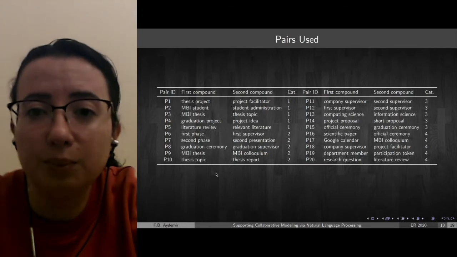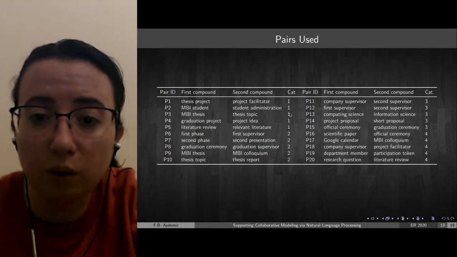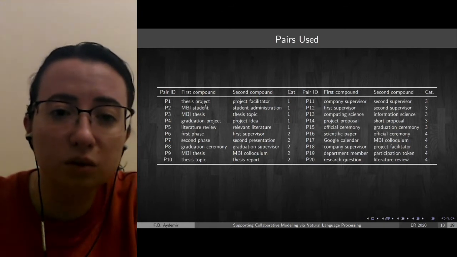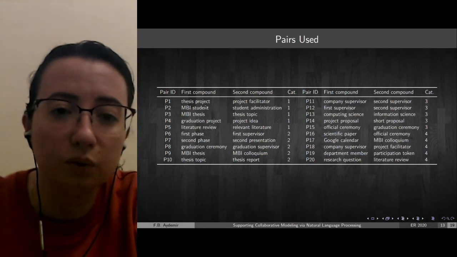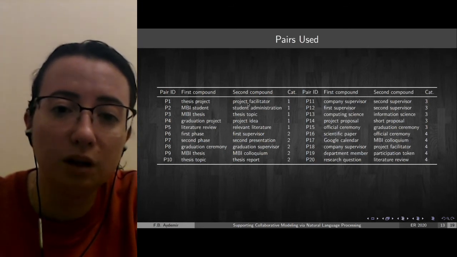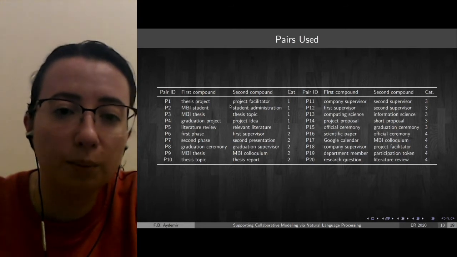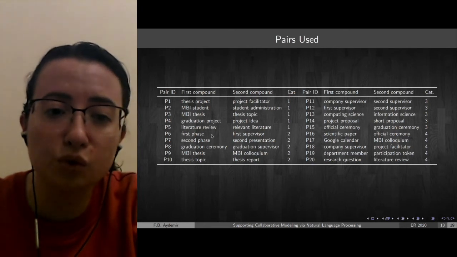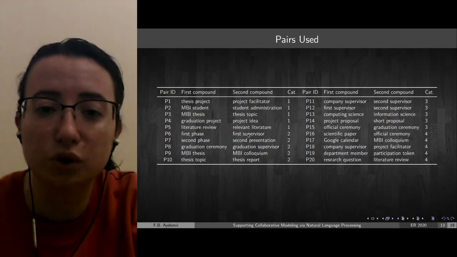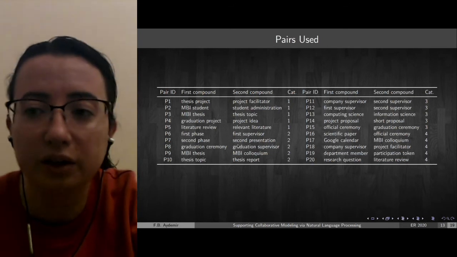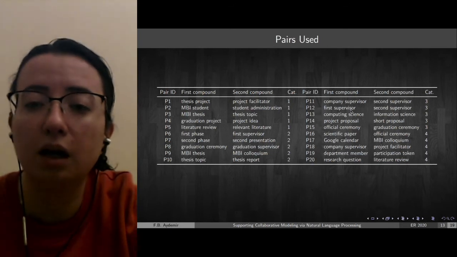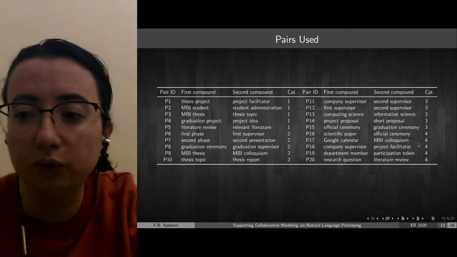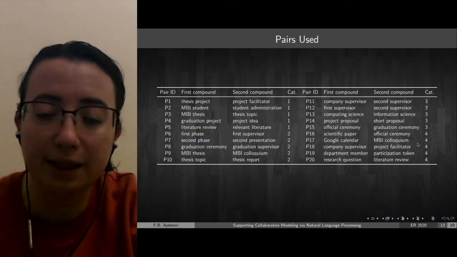So here you can see the pairs that we used. There were four categories. In the first category, the cross words were similar, so the second word of one compound was the same as the first word of the second compound, for example thesis project and project facilitator. In the second category, their first words were exactly the same, so first phase, first supervisor, second phase, second presentation. In the third category, their second words were the same, so first supervisor, second supervisor. And in the fourth category, none of the words were the same.